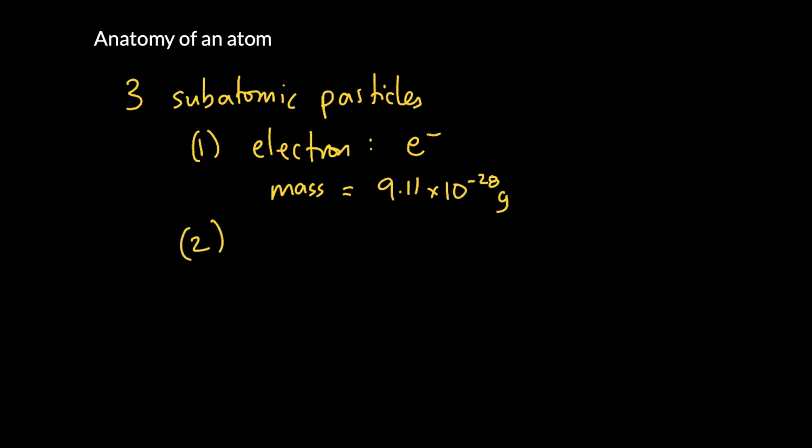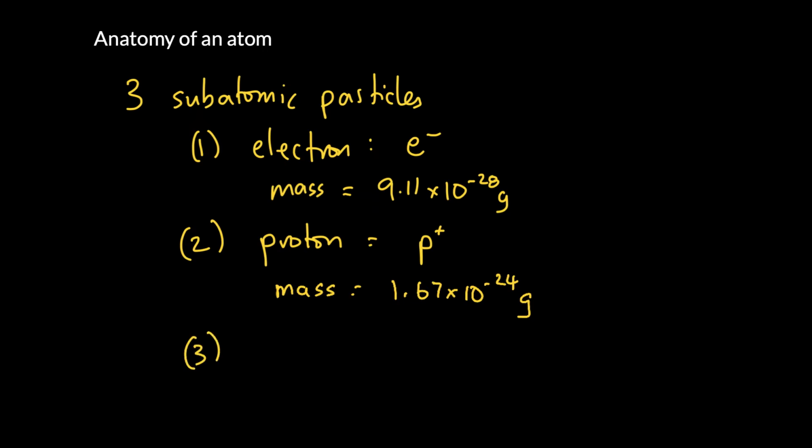The second particle that every atom has is a proton. And the protons have the symbol P plus because it's a positively charged particle. We write a plus there, just like the electron is a negatively charged particle. We write the minus there. And it's got a mass almost 2,000 times larger, so 1.67 times 10 to the minus 24th of a gram.